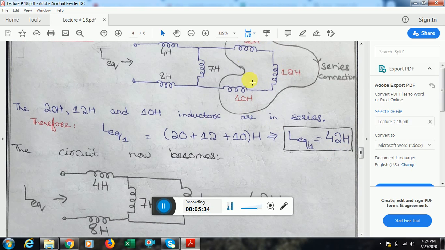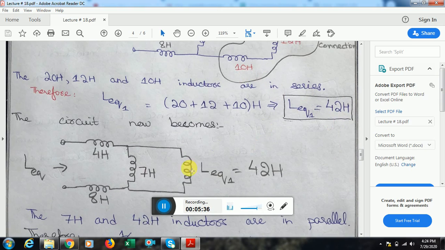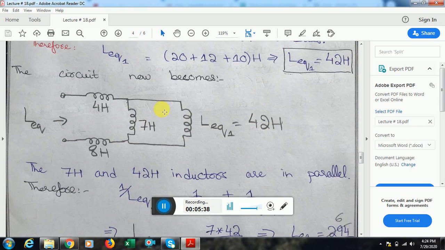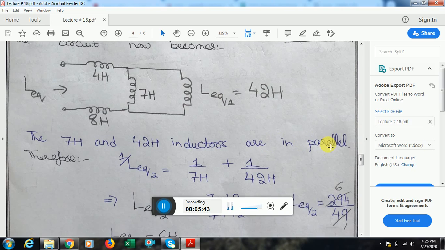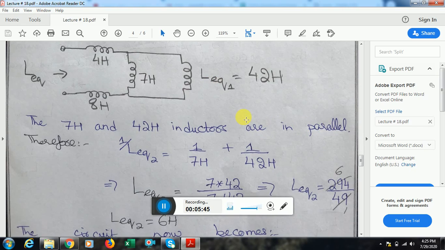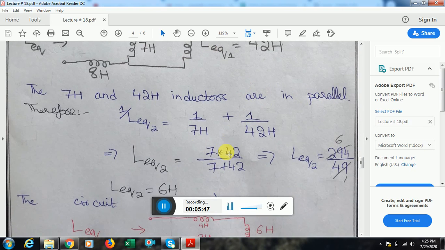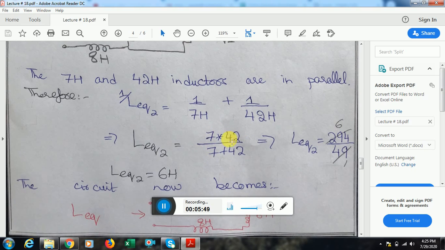Now I'll replace this by 42 Henry in the given network. Now I can see that this 7 Henry and this 42 Henry are in parallel to each other. So we'll take the equivalent inductance of this. The equivalent inductance by this mathematics is 6 Henry.